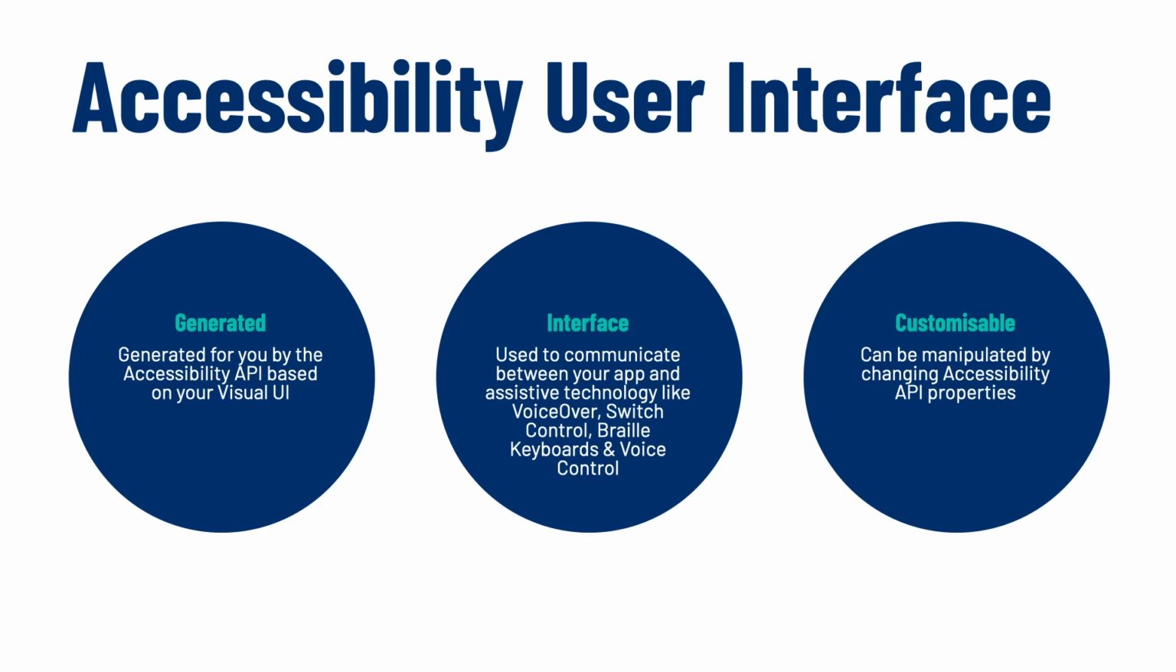The accessibility user interface on iOS is generated for you. You have no direct input to it. You can't ever see it. And you don't directly create it. It's built for you by Apple's Accessibility API as part of UIKit, based on the visual UI that you've created in your storyboard file, or in code, or however you're generating them. But it's something that you don't directly interact with.